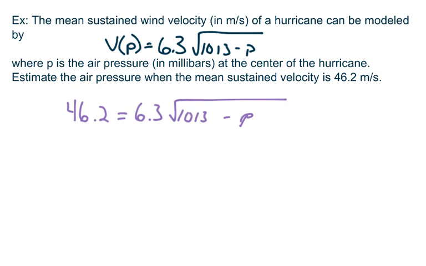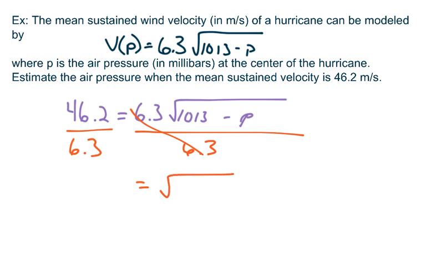So the square root is not by itself. We need to get rid of the number in front of it first. Okay? So we're going to divide both sides by 6.3. So the 6.3s on the right-hand side cancel. We're just left with the square root of 1013 minus P. 46.2 divided by 6.3 is approximately 7.33.